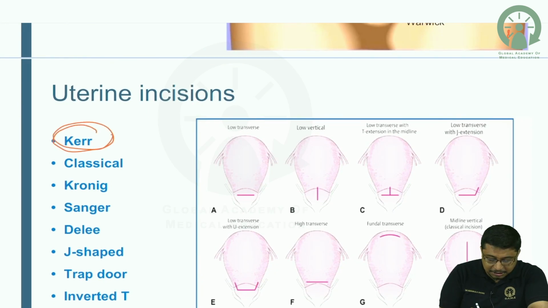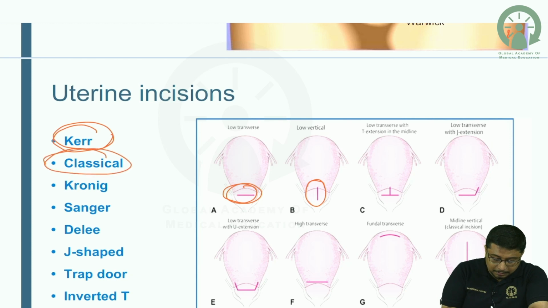So Kerr's incision is typical, the lower segment transverse incision, whereas the lower segment vertical incision is also described. Then there is something called the classical incision, which is a midline vertical incision, its other name is Kronig incision. These are other named incisions.